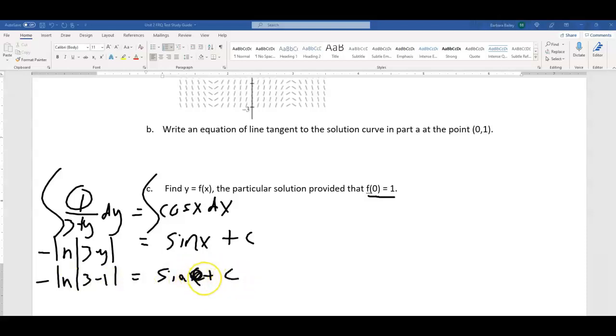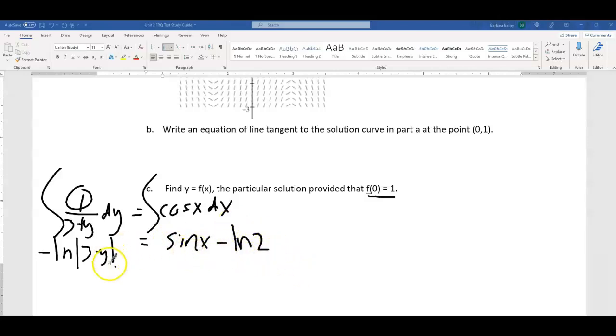Oh, 0 goes here. Sine of 0 is 0, so that just goes away. And this one is negative ln of 2. So there's our C value. So C is negative ln of 2. We're going to go ahead and plug that into our equation up top there. And now we're up to our fourth point. Plugging in our C value, it looks like that.